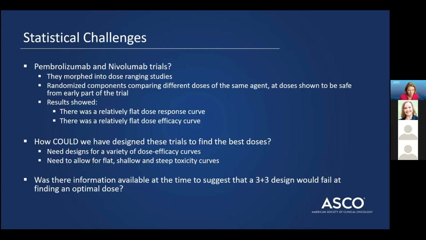So what we might ask ourselves is, how could we have designed these trials to find the best dose? What we would have needed were designs that had a variety of dose efficacy curves that allowed flat, shallow, or steep toxicity curves as well. It'd also be interesting to think back to whether it was known at the time that a 3+3 design would be inappropriate to find an optimal dose. Was it really thought that there would be an increasing toxicity curve and also an increasing dose response curve?